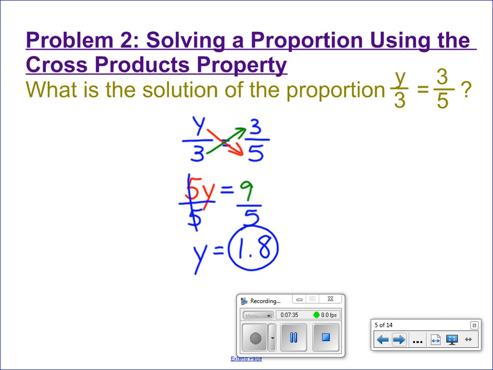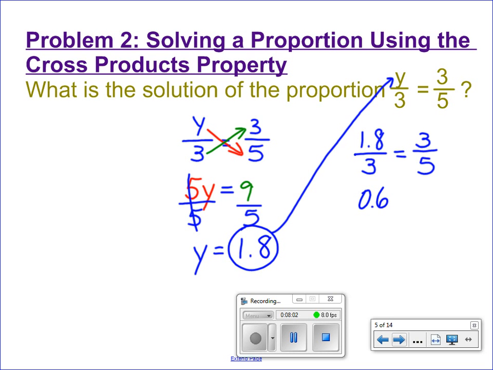You can always check these and make sure that you're right by substituting your answer in for the y. So substituting 1.8 for y, dividing it by 3, and setting that equal to the 3/5. Again, you can use cross products, or you can simply divide. 1.8 divided by 3 is 0.6, or 6/10. 3 divided by 5 is also 6/10. And so we have checked our solution, and we have a correct solution with 1 and 8/10.